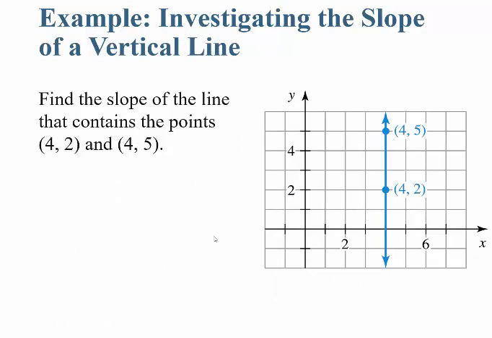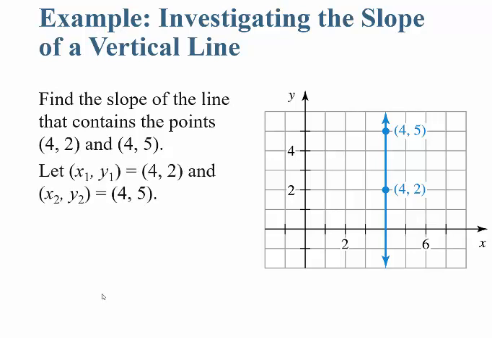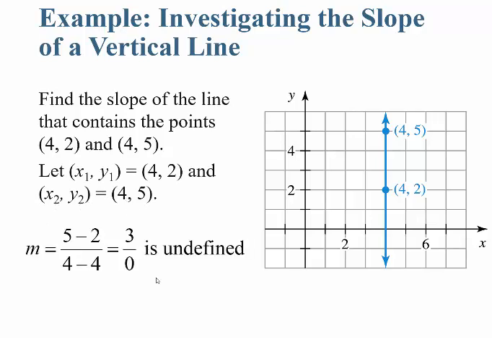Let's take a look at a vertical line. All right, let's find the slope of the line that contains the points (4, 2) and (4, 5). So (x1, y1) will be (4, 2), and (x2, y2) will be (4, 5). Well, plugging it in, you get 5 minus 2, which is 3. 4 minus 4 is 0.